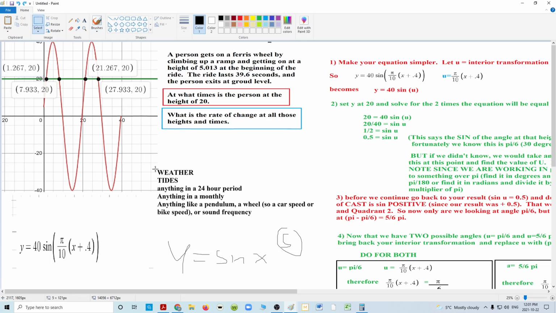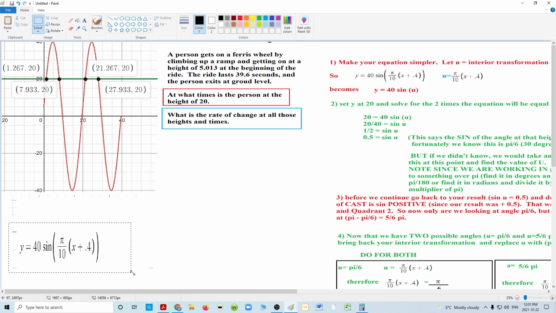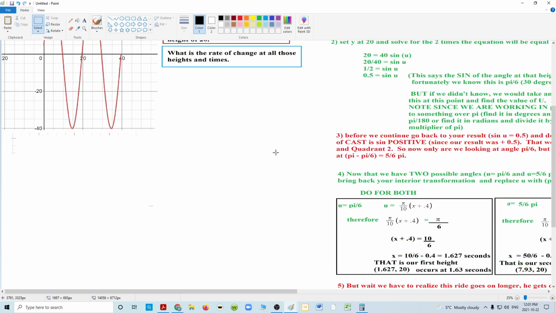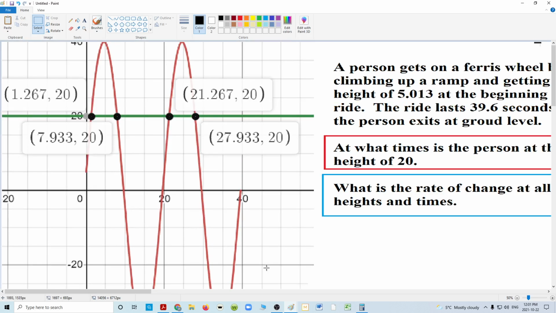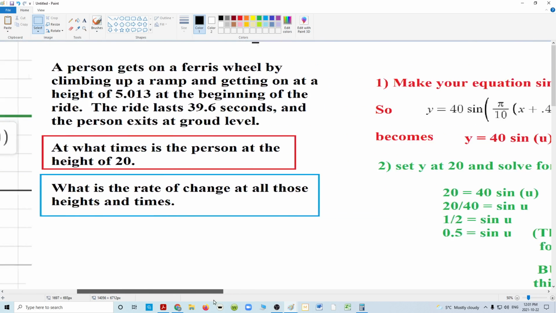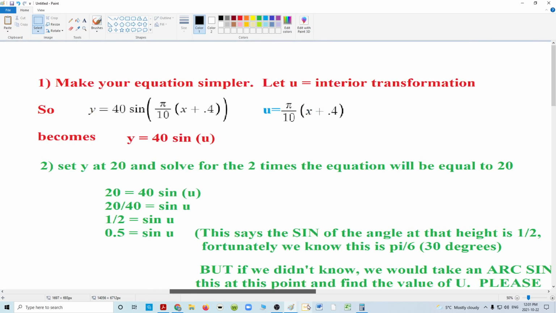Now, let's look at how you figure out the question step by step. You can freeze frame this and just figure it out yourself on your own time, okay? 1, make your equation simpler. So replace this really messy thing with u. Makes your brain less frazzled. Till you get comfortable with solving equations like this, just solve for u first.